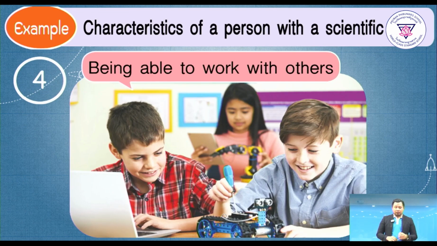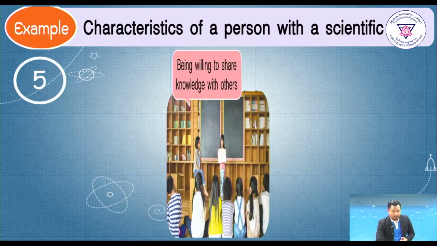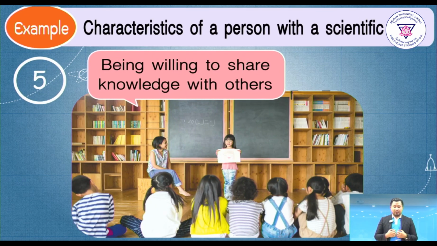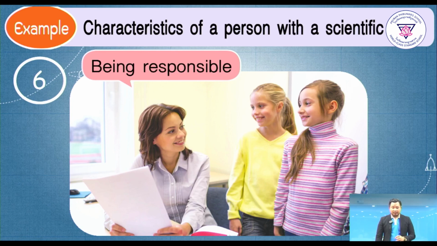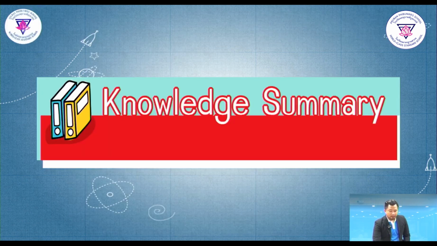Number 4, being able to work with others. You should be flexible with your friends. Whatever they say and whatever they suggest in the group, you have to accept it. Number 5, being willing to share knowledge with others. You have to share your ideas and gather information from different members. And 6, being responsible. This is a must-have attitude for every student in learning science.